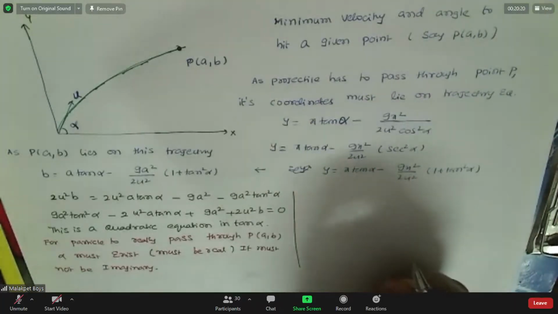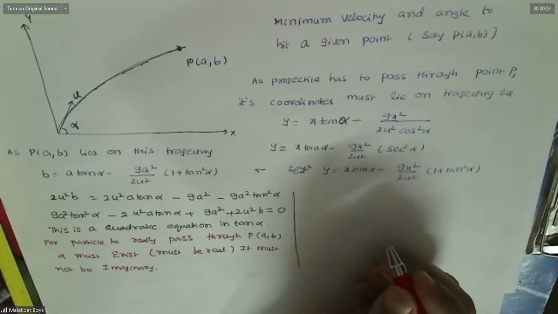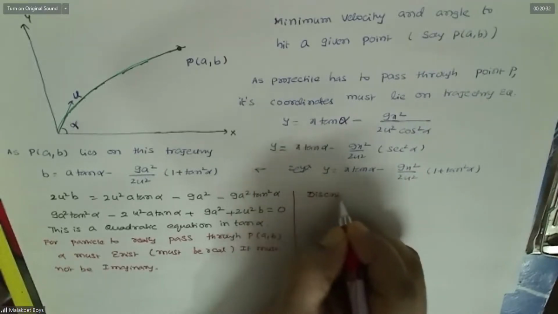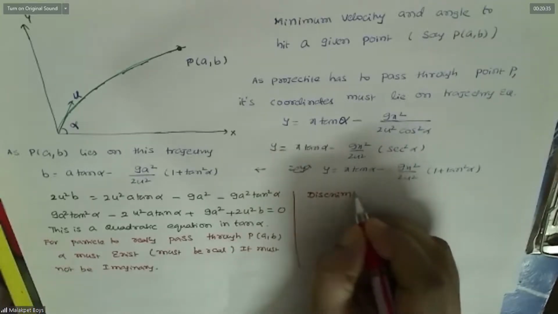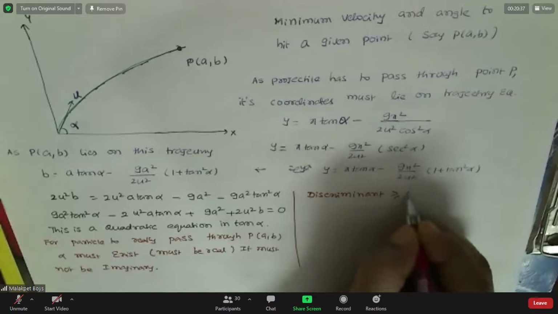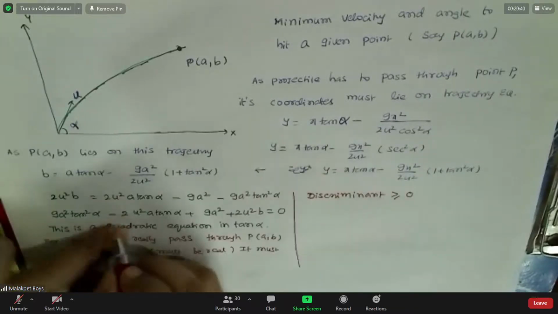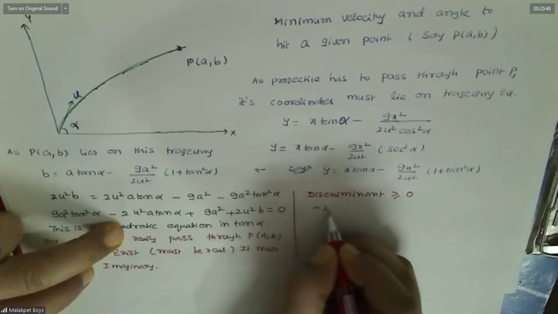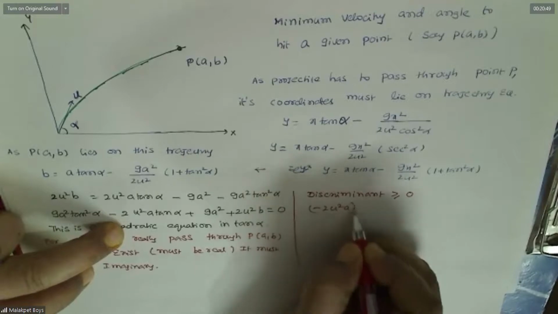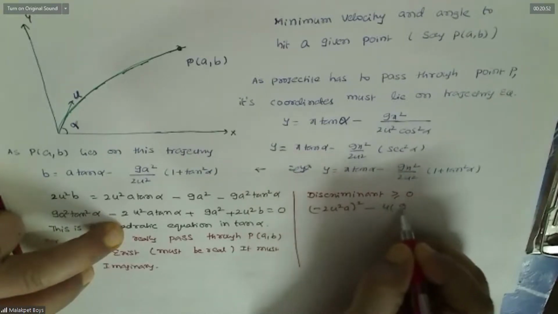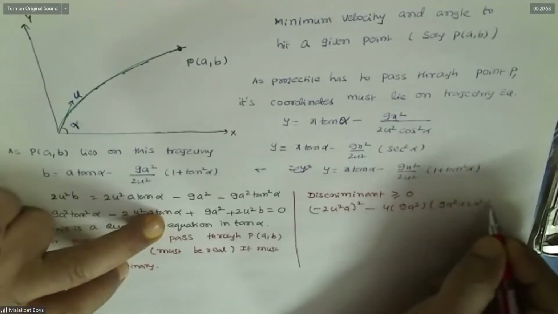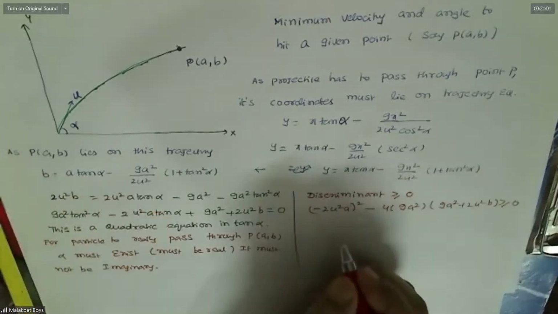In a quadratic, when will roots be real? You know quadratics, the discriminant, Delta, no? Discriminant must be greater than or equal to 0. What is the discriminant here? B square minus 4ac, no? So here B square minus 4ac must be greater than or equal to 0.